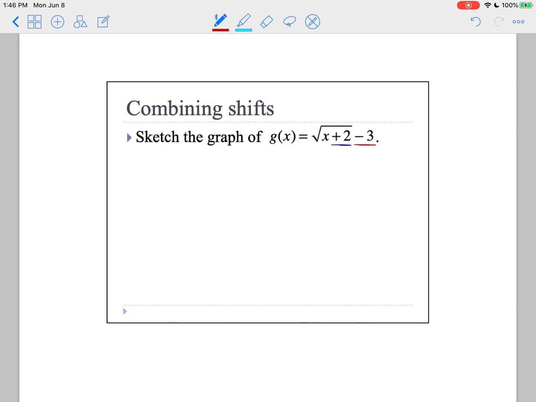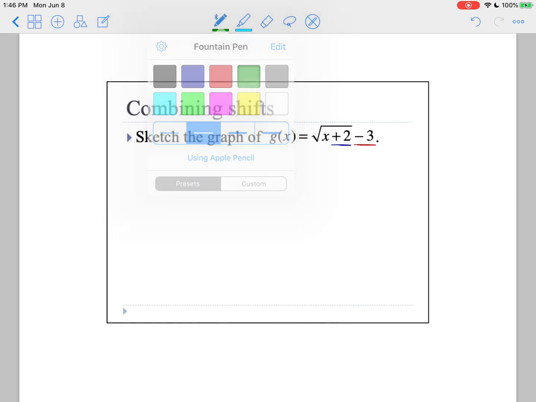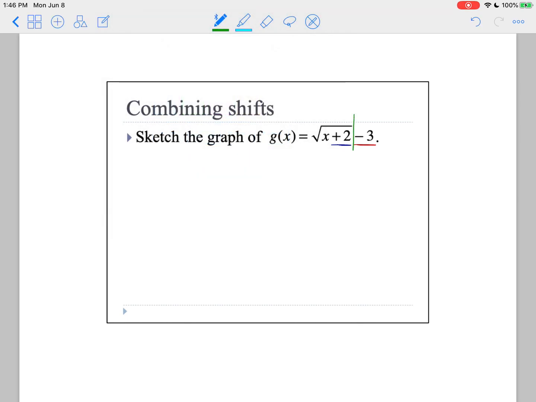outside the function. And I can tell which one is inside and which one's outside because the function itself is the square root of x. And the square root ends here. So the plus 2 is inside the square root, so that's inside the function. And the minus 3 is outside the square root, which makes it outside the function.